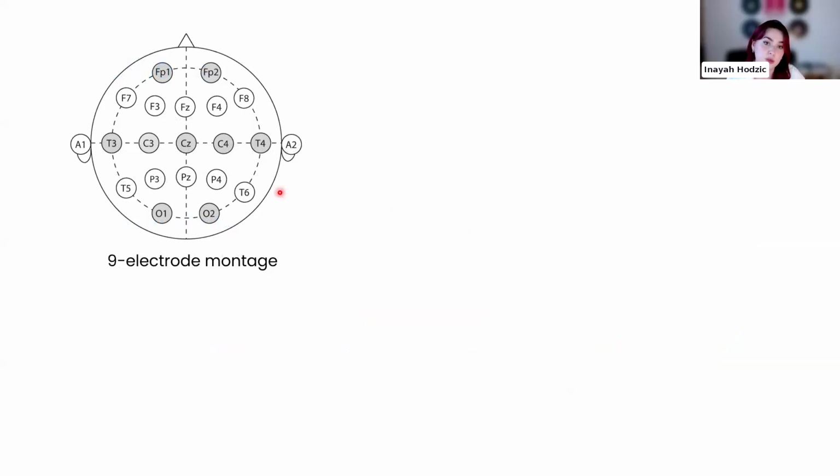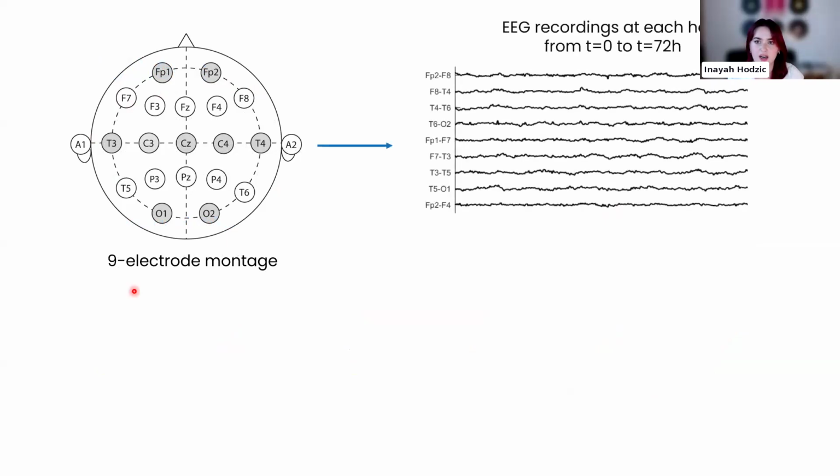To then move on to the pre-processing of our EEG signal. So we had, as I mentioned, EEG recording. So our first electrode configuration was a 9-electrode montage and recordings at each individual hour from T0. So T0 is or denotes the return of spontaneous circulation, and T72 is 72 hours after cardiac arrest.